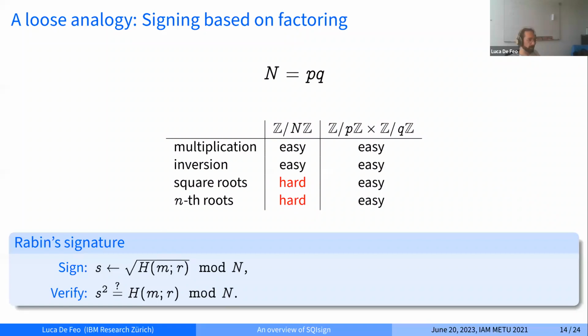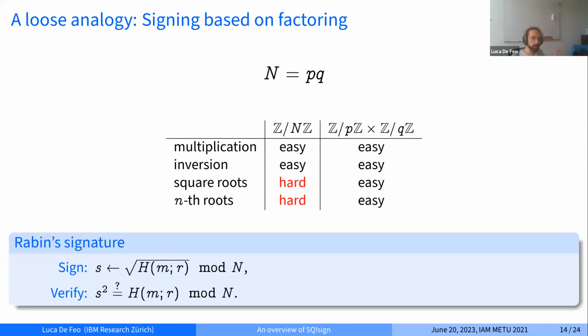Okay, so let's talk about something that has nothing to do with SQIsign. Just a very loose analogy of how SQIsign works. So, signing based on factoring. Let's take an integer n, which is the product of two primes, p and q. Of course, this is the basis for RSA, as you know, but it's also the basis for the Rabin signature, which reduces to factoring integers.